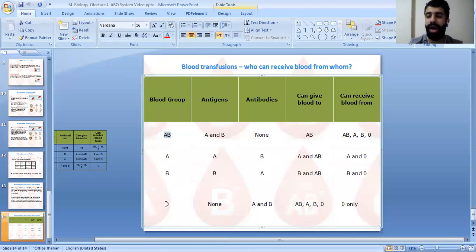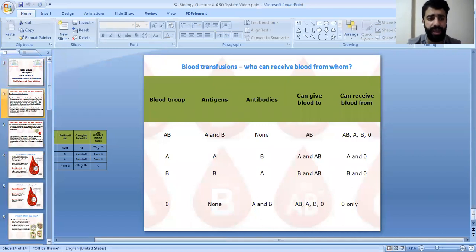While blood group O has no antigens, it has antibodies A and B. Blood group O can give blood to the different blood groups A, B, AB, and O, and can receive only from O. You have to know the different components of the blood.